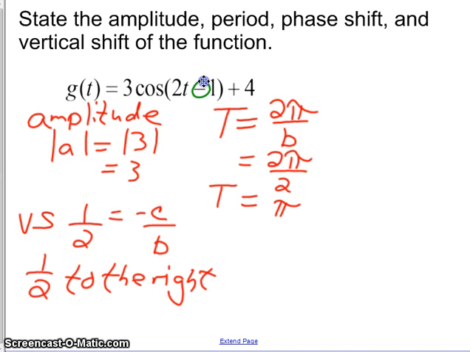And then vertical shift is just whatever D is. In this case, D is 4. So this is going to be up 4. All right, next problem.